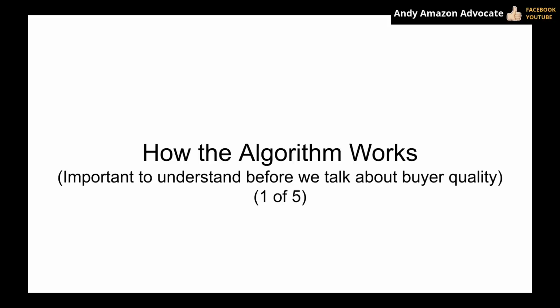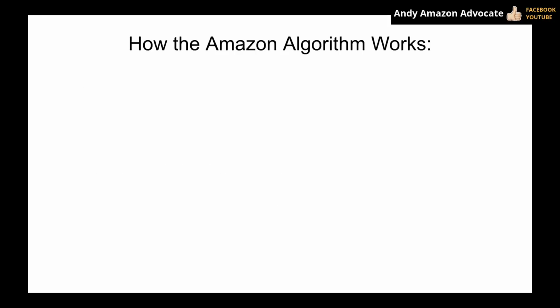So first, before I get into all that, how the algorithm works. This is why this process is so powerful. There's 4 important elements to the Amazon algorithm. What determines if a product is going to rank or not on Amazon?